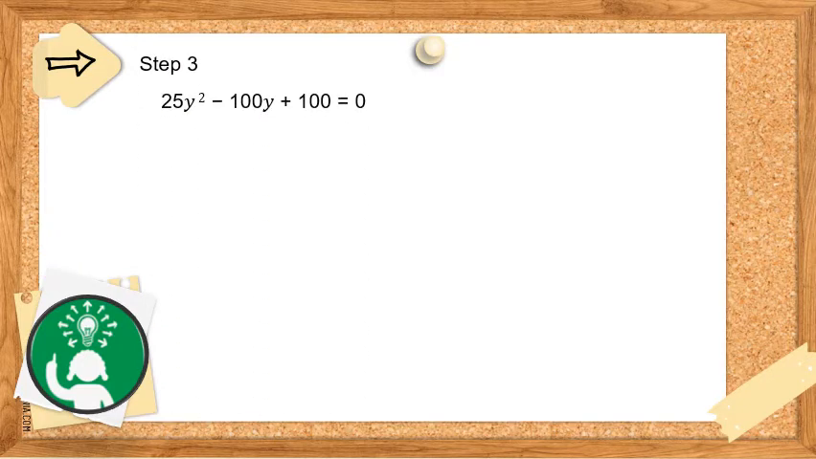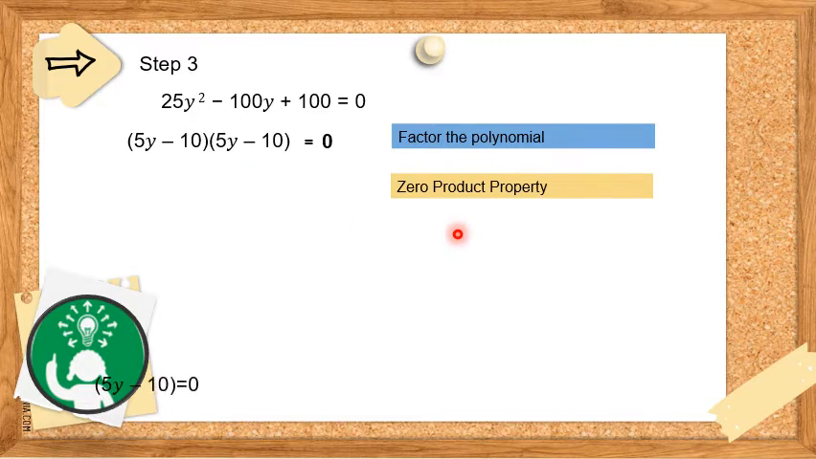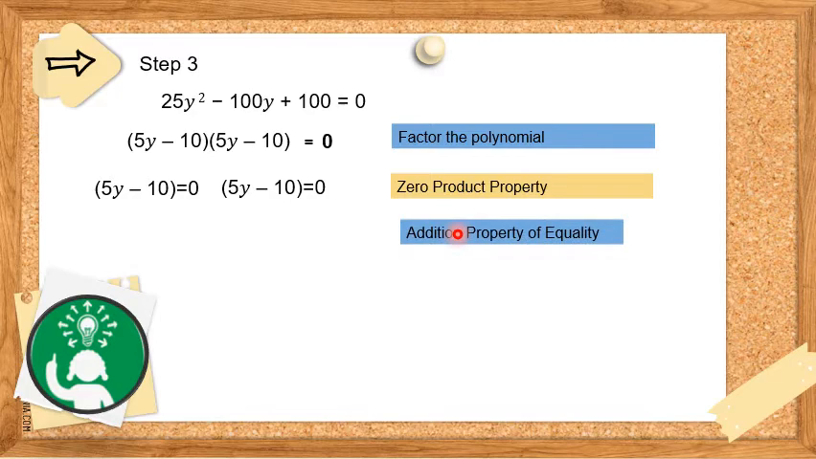Step 3. Just write the original one. Factor the polynomial, and that is quantity 5y minus 10, quantity 5y minus 10. As you can see, this equation is a perfect square trinomial. So it can be factored, then just write equals 0. And then let's write the zero product property here. And same here. And then let's use the addition property of equality.